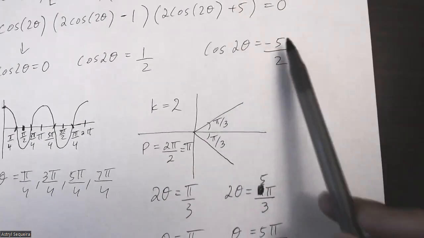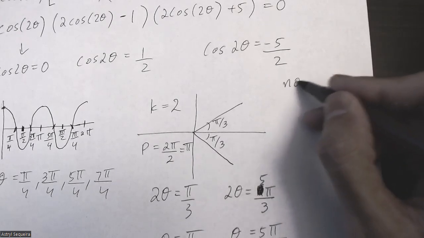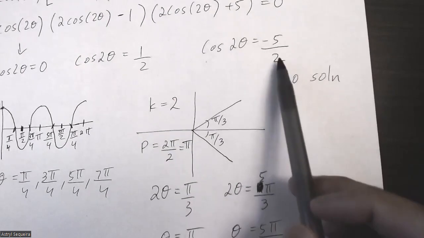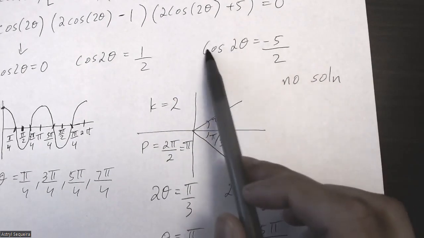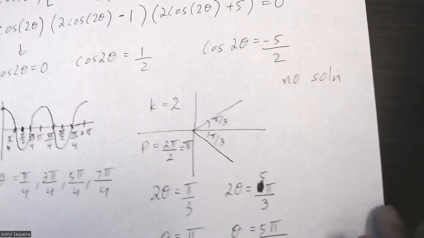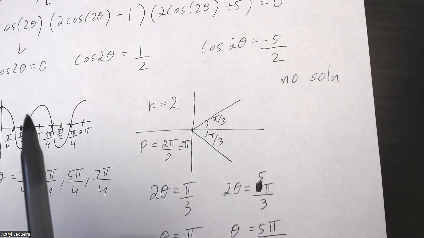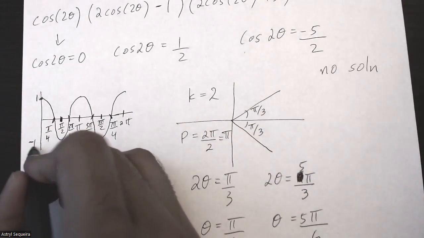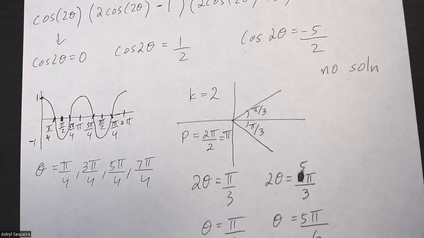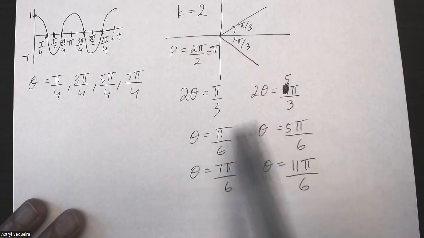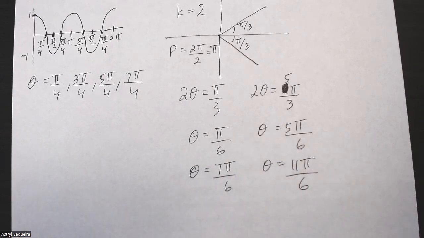For cos 2 theta equals negative 5 over 2, there are no solutions here because for sine and cos, your ratio has to be between positive and negative 1. If you do the cos inverse of negative 5 over 2 or positive 5 over 2, you'll just get a math error in your calculator because a cos wave is always between a maximum of 1 and a minimum of negative 1, assuming there are no transformations. So in this question, we just have 8 solutions in total. These 4 and these 4 are the solutions to the problem.